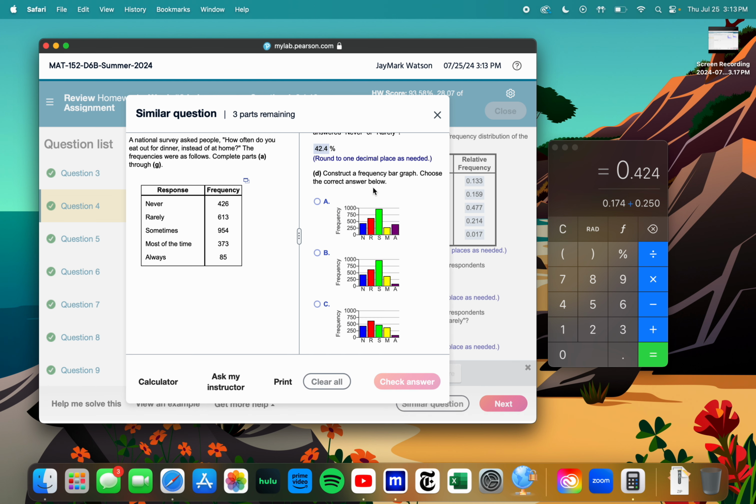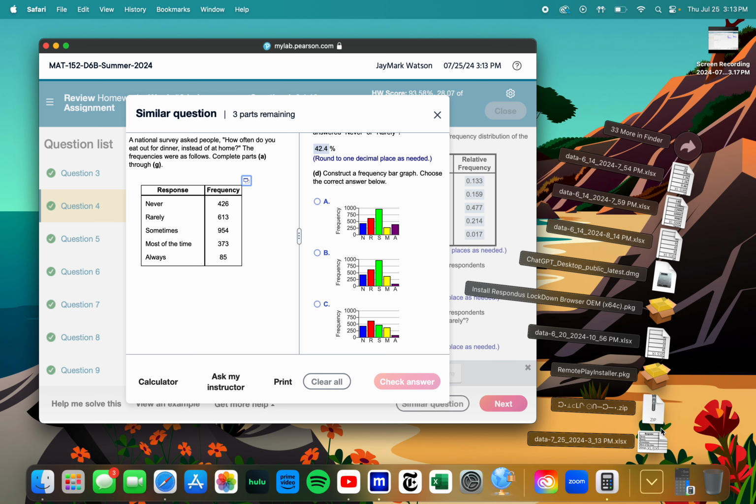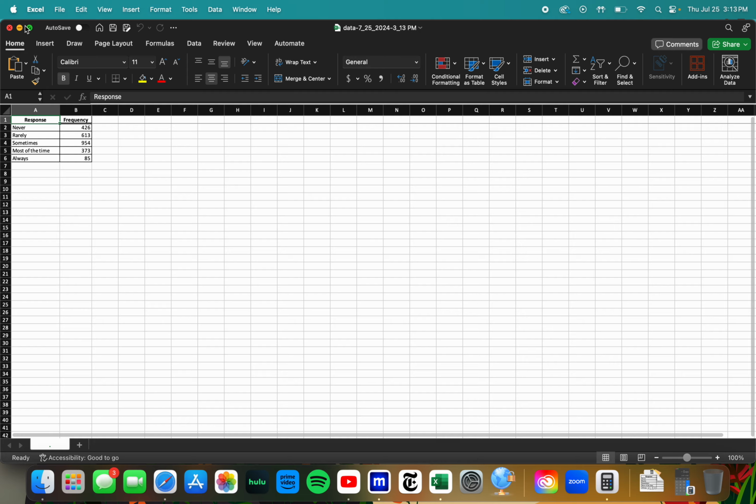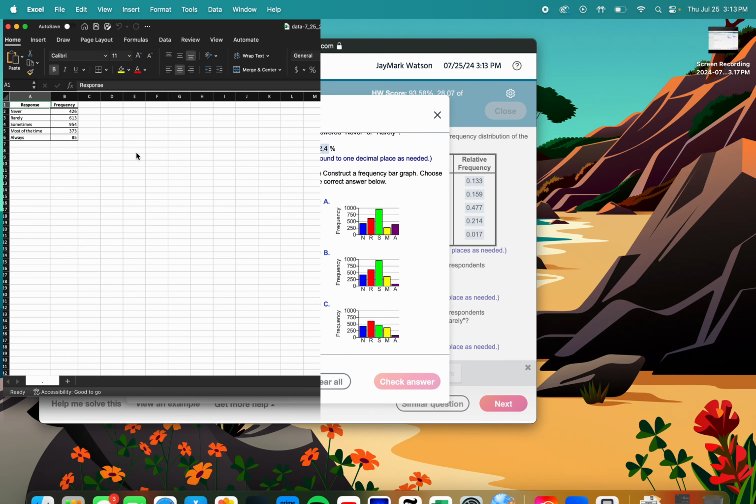Oh yeah, we have to open Excel. Construct a frequency bar graph. Choose the correct answer below. Let me pull up my little guide here, because I'm not a true Excel expert and I don't really remember it exactly. So we're going to open that in Excel. I open this in a little side window so we can look at both at the same time.